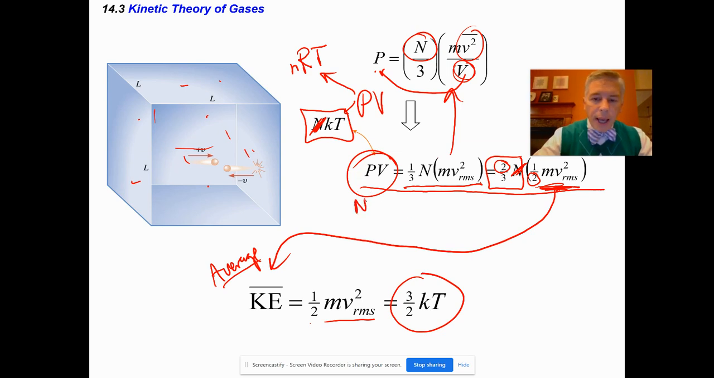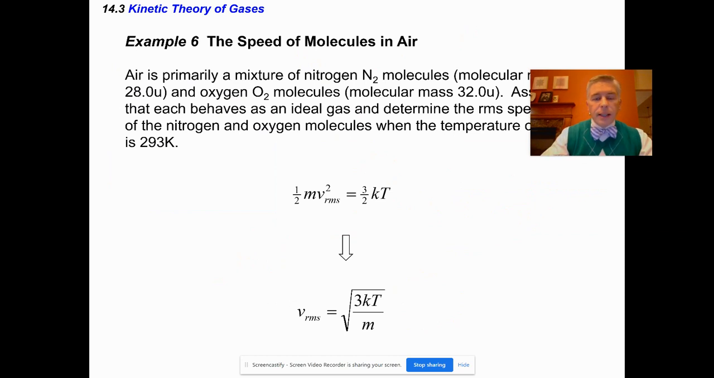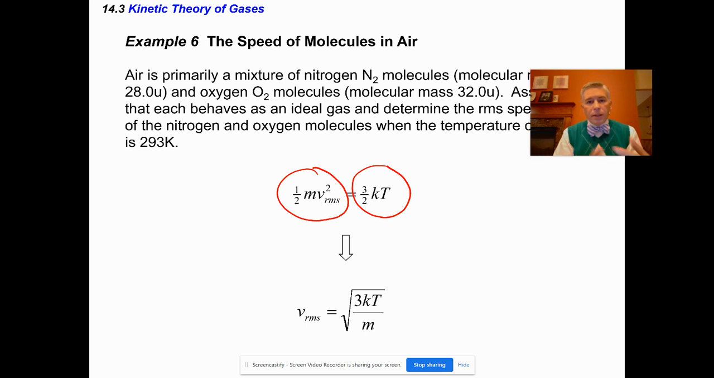So here's what I had: this little NkT was equal to 2/3 N times that average kinetic energy coming from right there. And then these N's cancel out. I bring the 3/2 and we've got this. And this gives us a nice little equation that can relate the average kinetic energy with temperature. So this is why we talk about temperature as a measure of the average kinetic energy. They're related to each other because k is a constant, 3/2 is a constant.